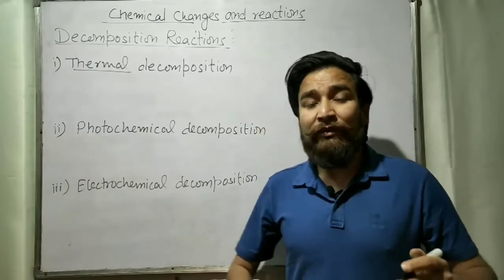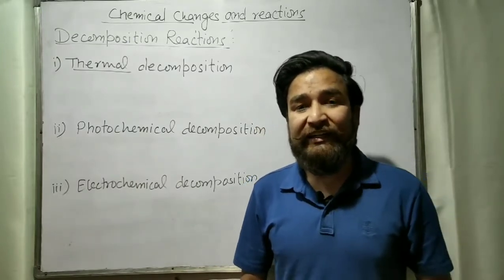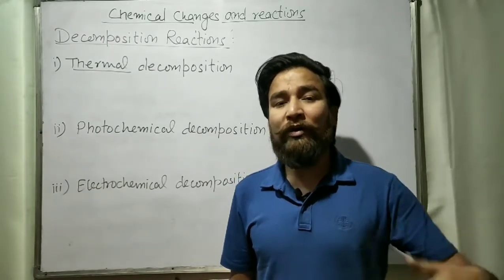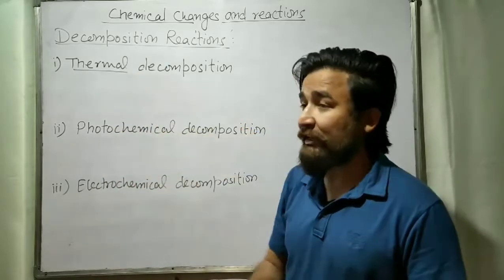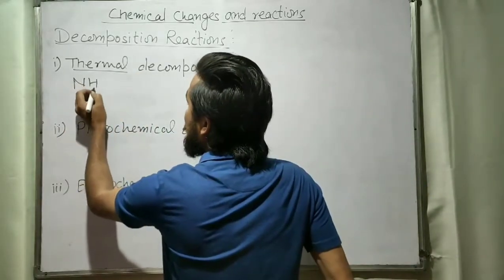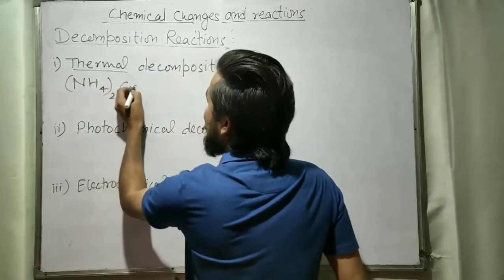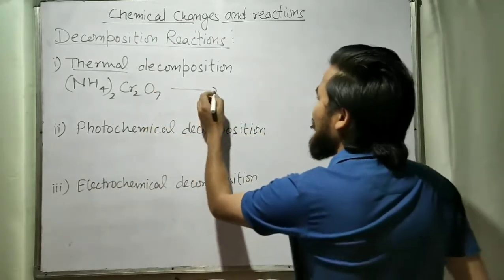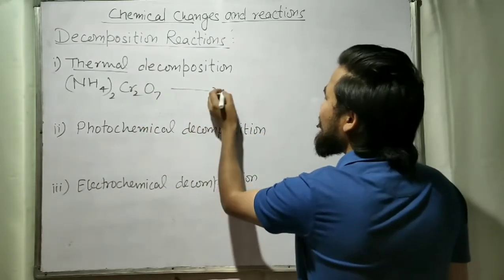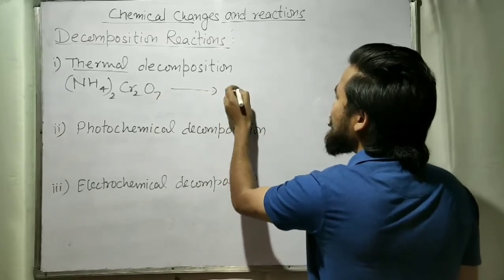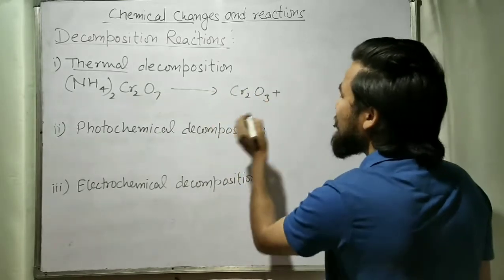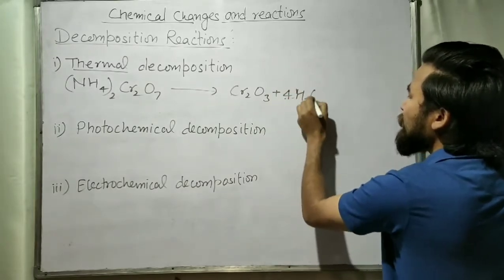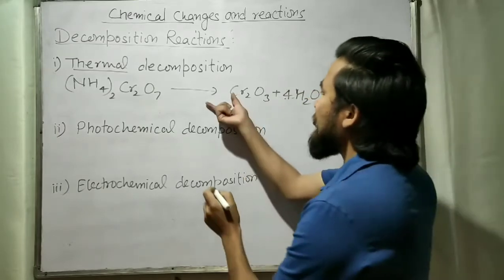How does the decomposition take place? When heat is supplied to a substance and it decomposes into two or more substances, then it is called thermal decomposition. For example, let's see, (NH4)2Cr2O7. Do you know the name of this compound? Write in the comment box again. It will form Cr2O3 plus 4H2O plus N2. So this is an example of thermal decomposition.